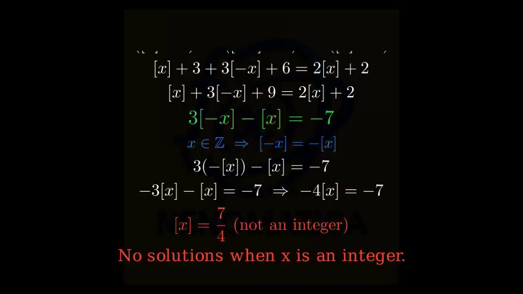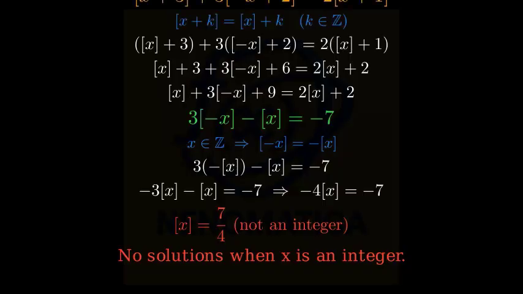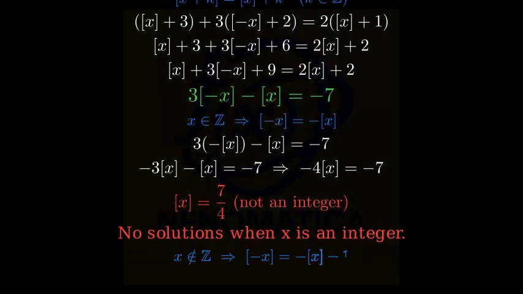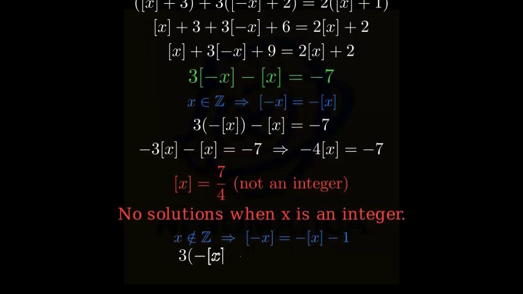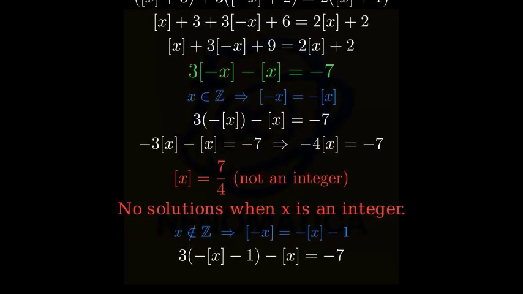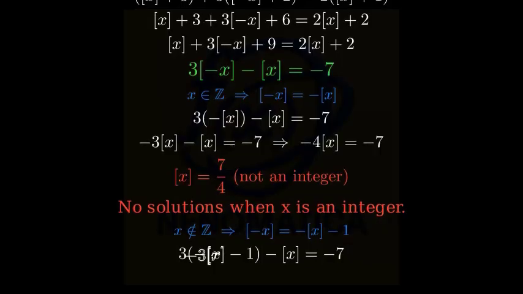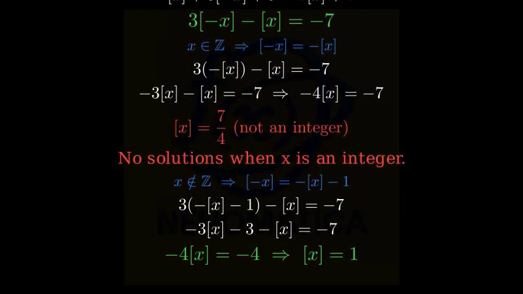Step 3. Case 2: x is not an integer. Then, floor of negative x equals negative floor of x minus 1. Substitute into 3 times floor of negative x minus floor of x equals negative 7. We get negative 3 floor of x minus 3 minus floor of x equals negative 7. Combine like terms to get negative 4 floor of x equals negative 4. So floor of x equals 1.